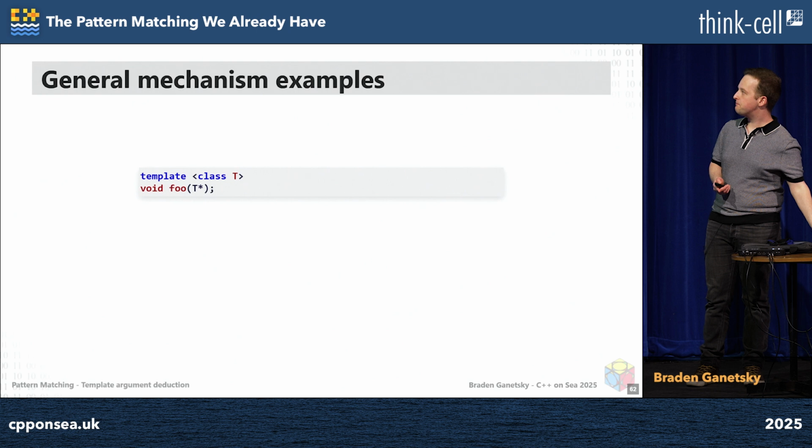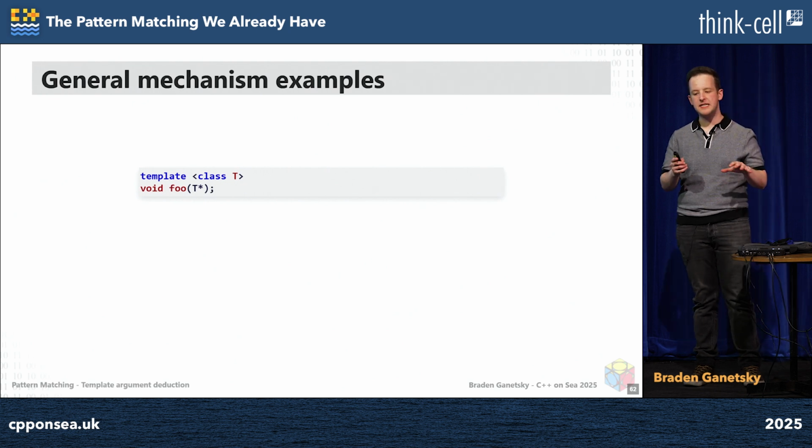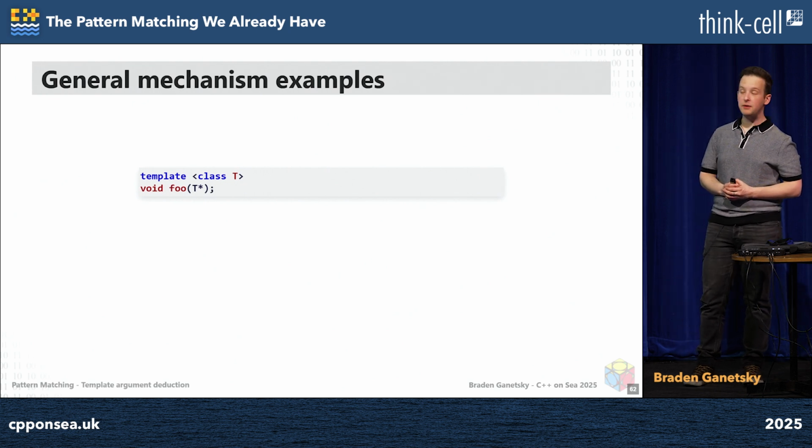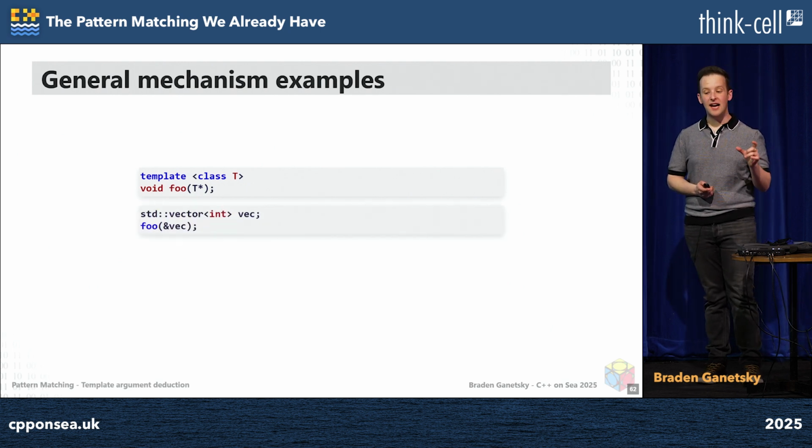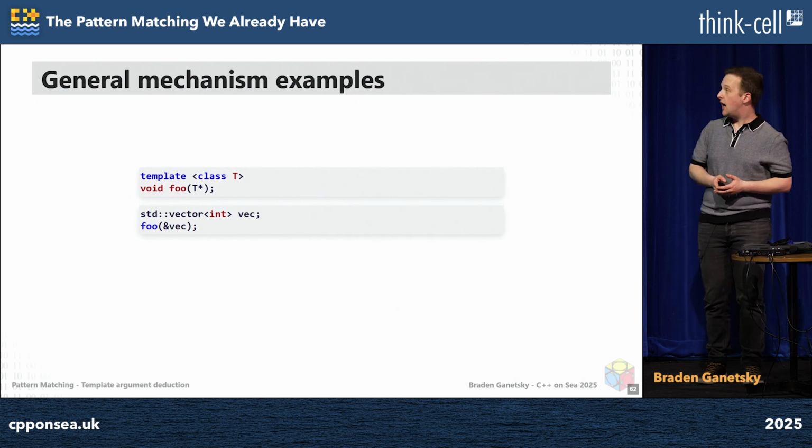So these will be some semi-interactive examples, or at least step-by-step. Here I have a function template called foo, and foo takes in a pointer to t. And now I'm using it by passing in the address of a std vector of int. So does anyone want to just shout out what t gets deduced to in this case? Spoil it? Vector int. Yeah, exactly.